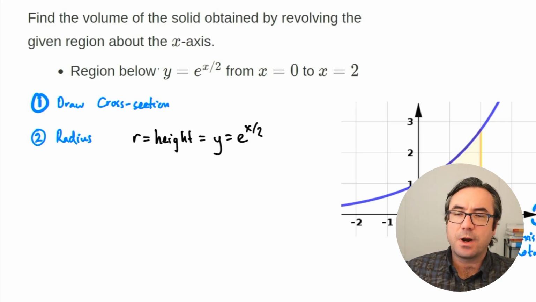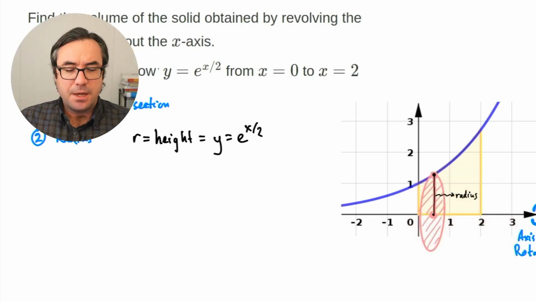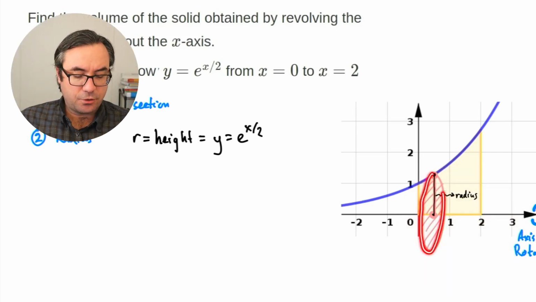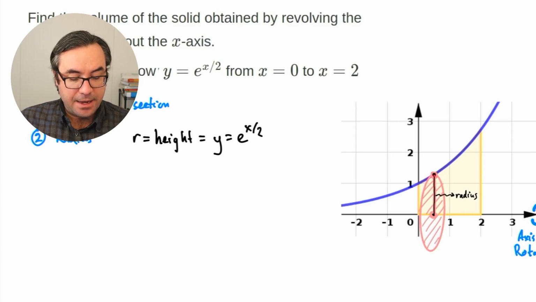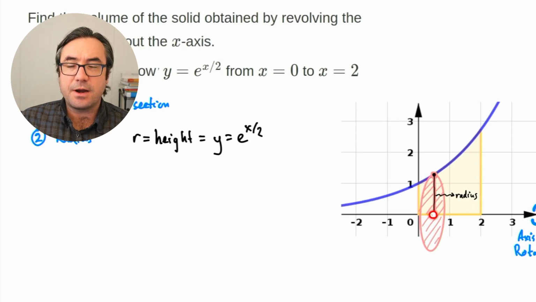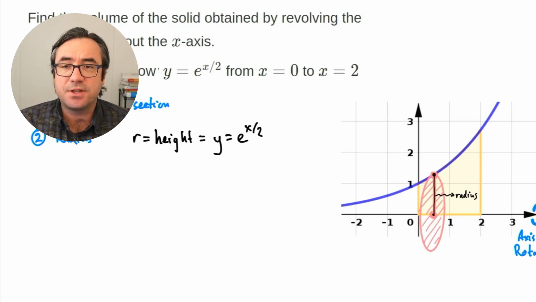So if we go back to our graph, we have our little circular cross section here, and the radius here is just the height extending from our axis of rotation, which in this case is the x-axis, and going up to that point on the graph. So that's what y represents. y represents the height going from our x-axis up to that point on our curve. And we know what y is equal to.